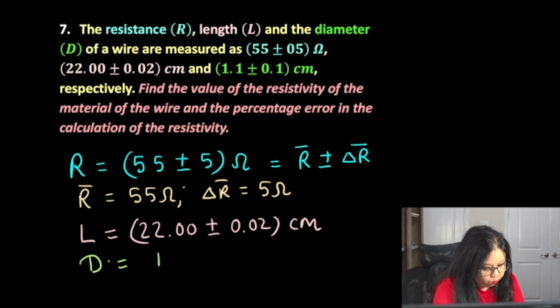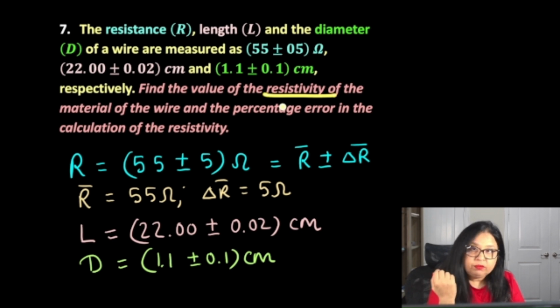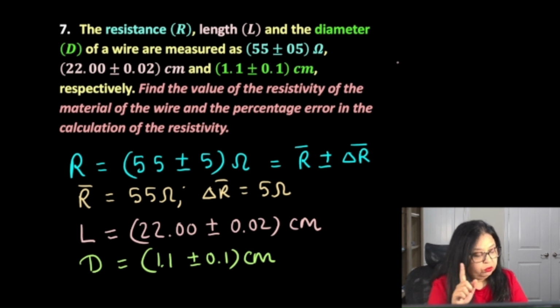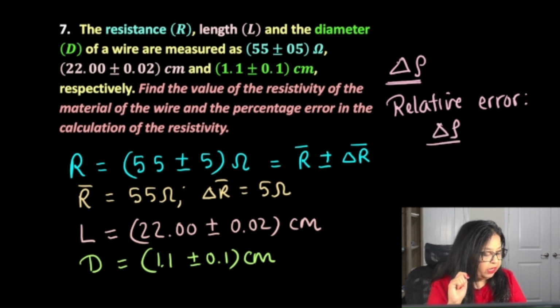The diameter is 1.1 plus minus 0.1 centimeters. Okay, we're asked to solve for two things in this problem. The first is the resistivity of the material, and the second is the percentage error. We're going to do a third thing as well. We're also going to calculate the error in the resistivity, and find the relative error in the resistivity. Relative error is delta rho over rho. Delta rho alone is the error or the uncertainty.